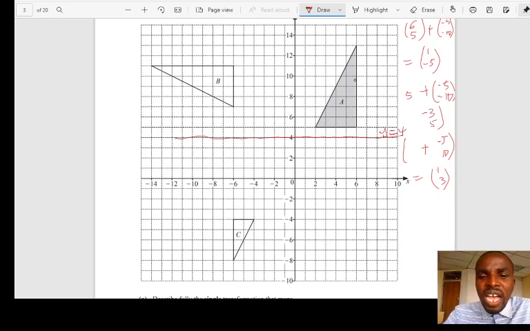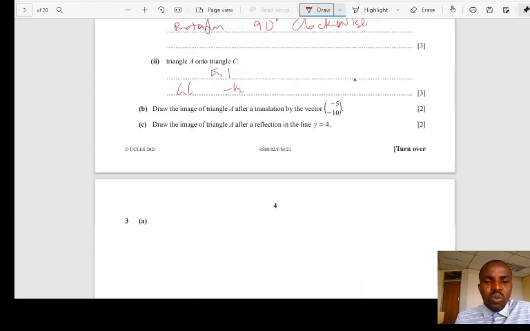Then let's reflect triangle A on this line. What you have to know under a reflection is that the distance of the image from the line of reflection is exactly equal to the distance of the original point from that line of reflection. Like this point, it's one step from the line, then the image is also one step. You plot here. Then this point is one step, so it's also one step here. Then that one, how many boxes to the line? It's 1, 2, 3, 4, 5, 6, 7, 8, 9. So the image will be 9 boxes away. 9 is here. Then you join the points. That will be the image triangle, like this. So that will be the image after a reflection in the line y equals 4.